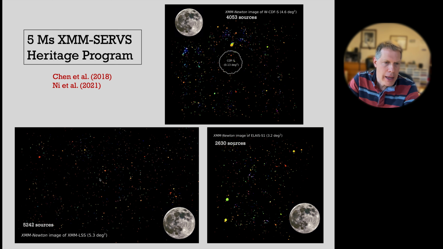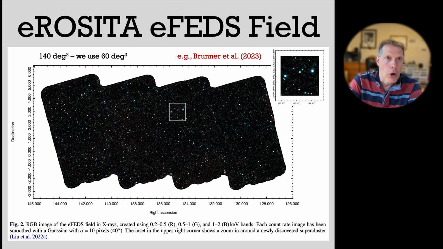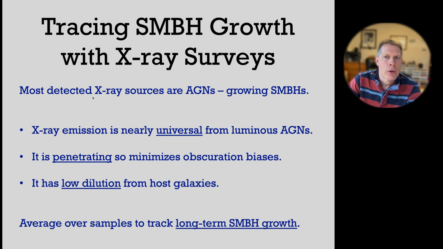We also have obtained excellent data in the XMM-LSS region, another very well-studied sky region, and in LISS-1 shown here. And for each one of these, the moon is shown for scale. Then if we move out to even larger areas, we are now also utilizing the eROSITA eFEDS field. This is a wide field 140 square degree survey, although presently we're only using about 60 square degrees where the highest quality multi-wavelength data are available.